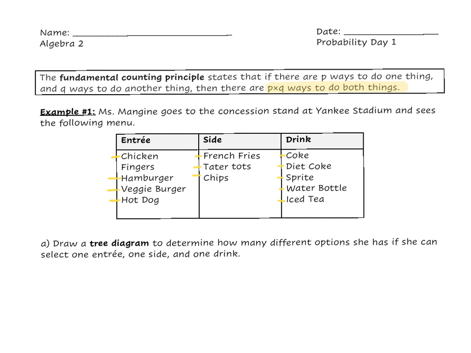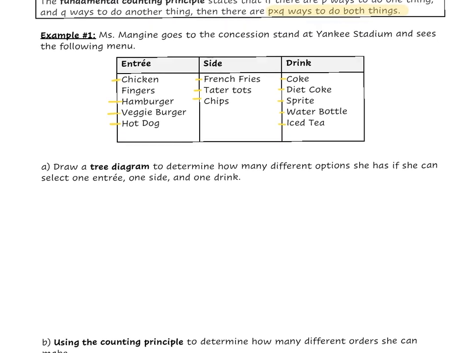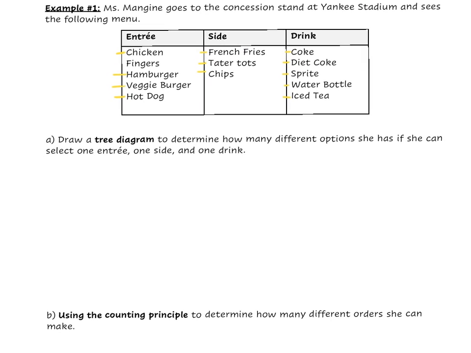So my question: draw a tree diagram to determine how many different options I will have if I can order one entree, one side, and one drink. So a tree diagram is a great visual representation of what we have going on. I'm going to use C for chicken fingers, and I'm going to put that here. Then I'm going to put hamburger here. I'm going to put V for veggie burger, and then I'm going to put D for hot dog. So those are my four options for entree.